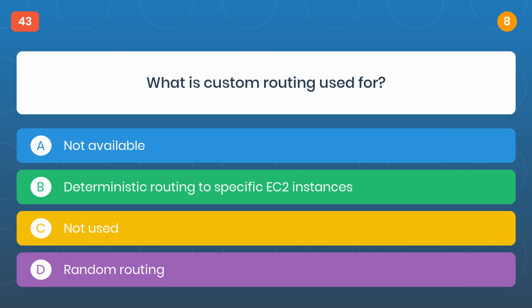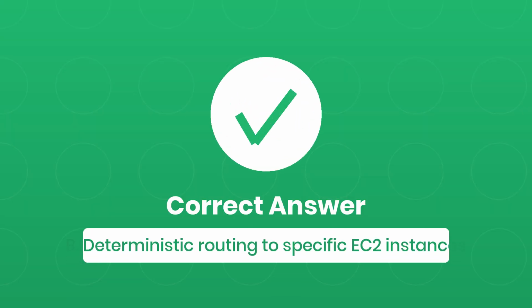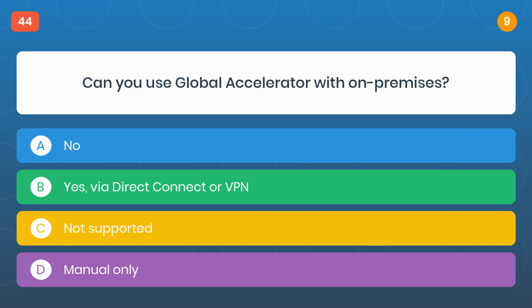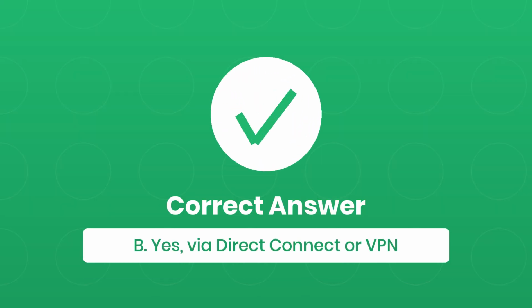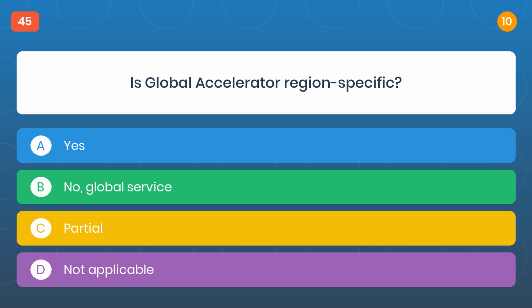Question 43. What is custom routing used for? The correct answer is B, deterministic routing to specific EC2 instances. Question 44. Can you use Global Accelerator with on-premises? The correct answer is B, yes, via Direct Connect or VPN.